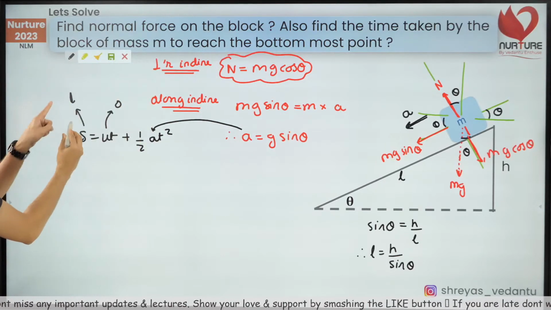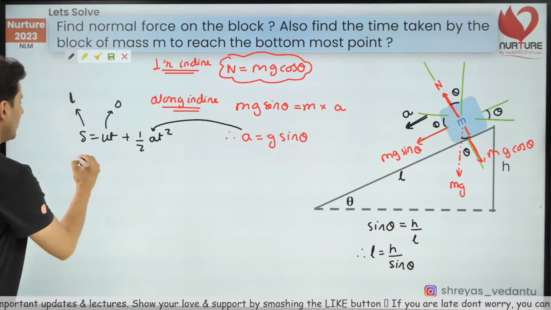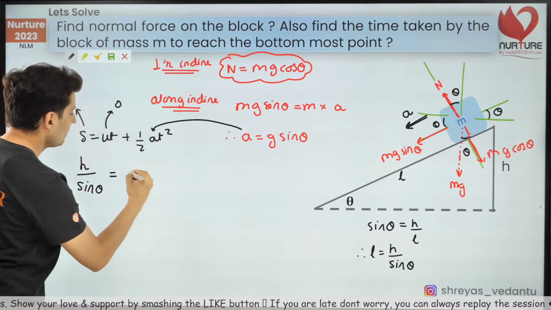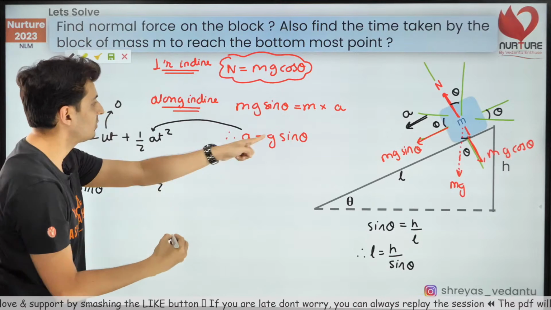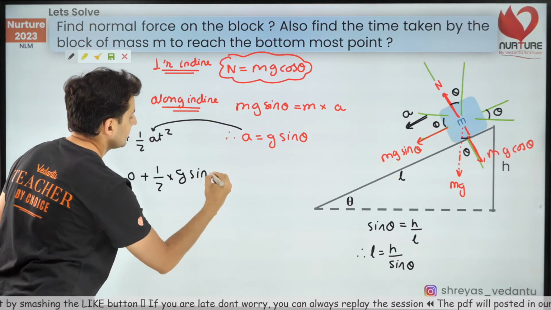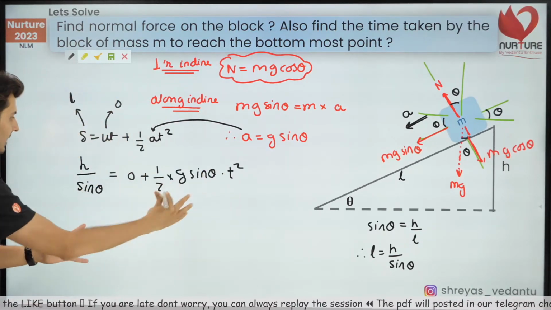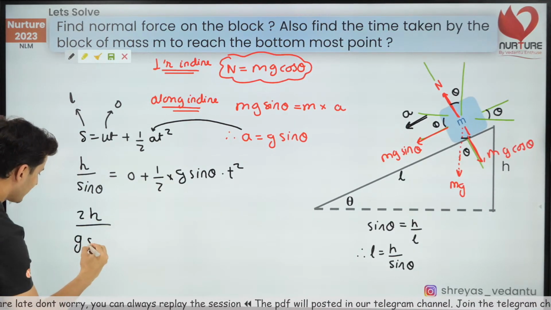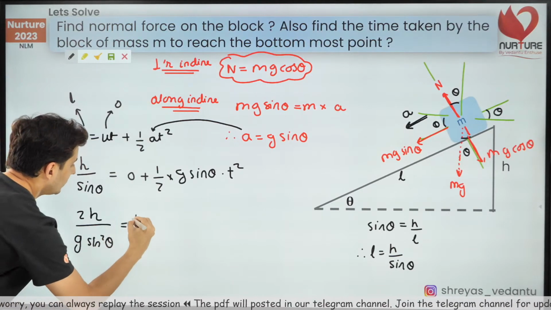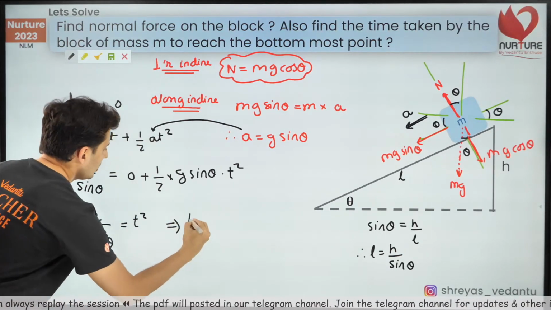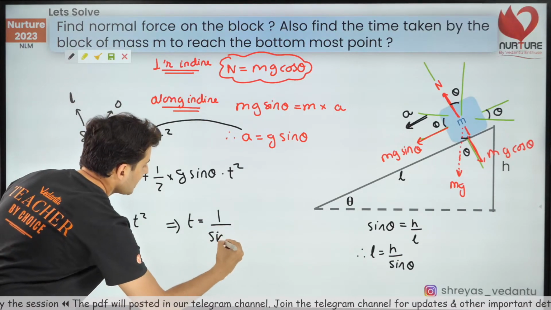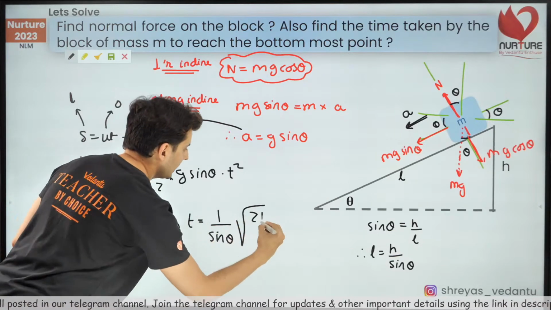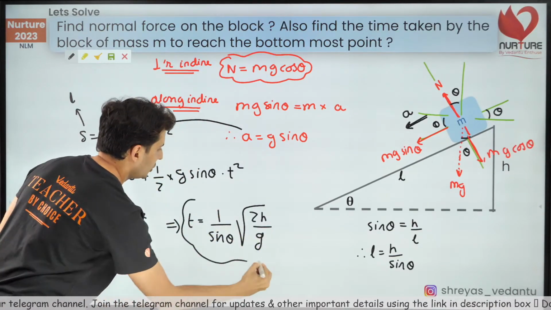And let's see what do we get. What is the length? Length is h by sin theta. What is u? 0. Gone. Plus half into acceleration. What is it? g sin theta into t square. Rearrange, you are going to get 2h by g sin square theta is equal to t square. From this, you're going to get t is equal to 1 by sin theta, when I take the root, and root of 2h by g. That should be the answer.